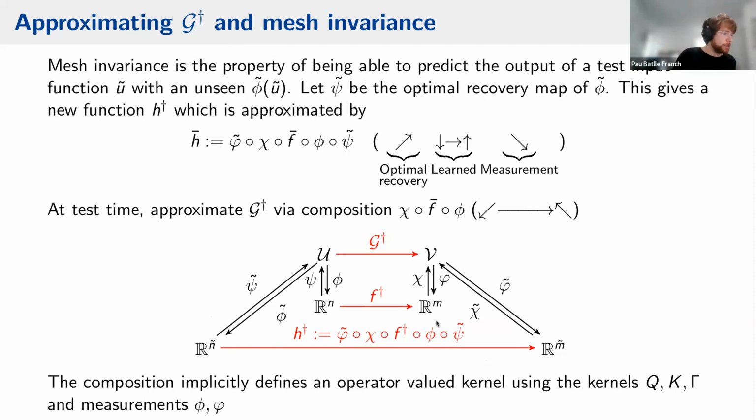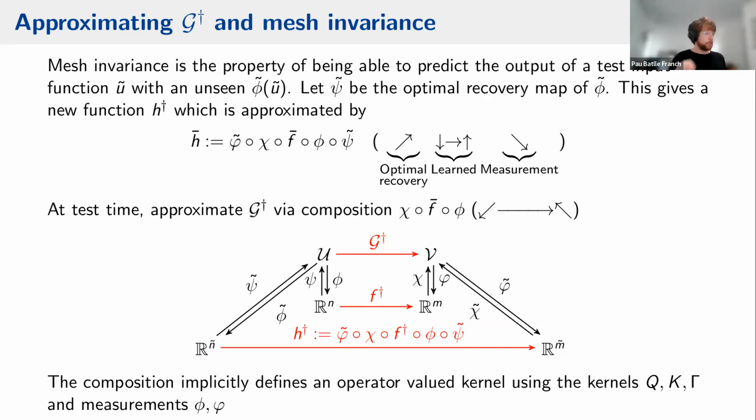Essentially, the idea is that we know our map for this part of the diagram over here, the part with U, V, Rn, and Rm. And so what we can do to find the output of the operator on U tilde is to first map to U by optimal recovery. This would be this upright diagonal arrow. Then use our learned operator to go to V, and then use a measurement in case we want to know V in a particular output mesh.